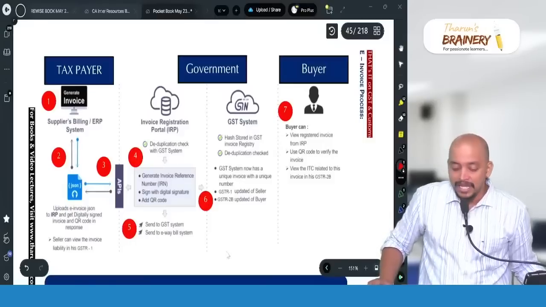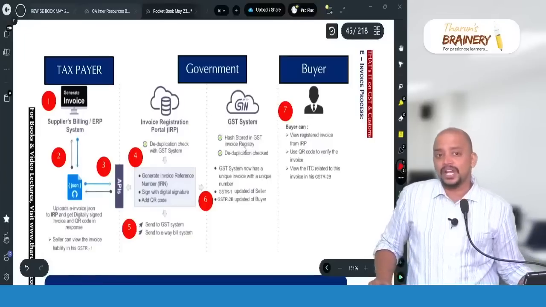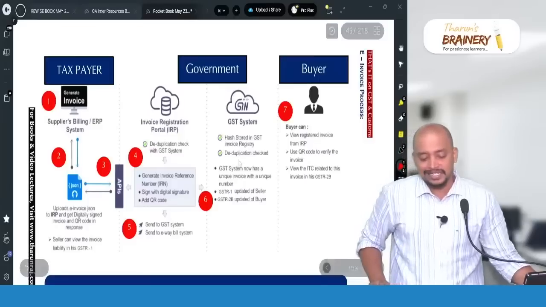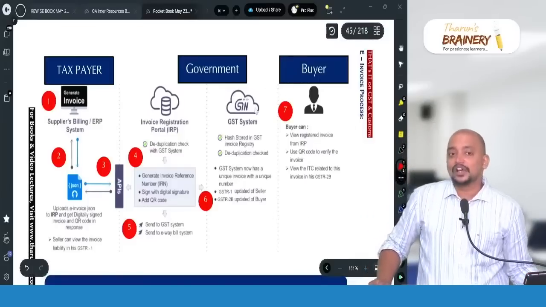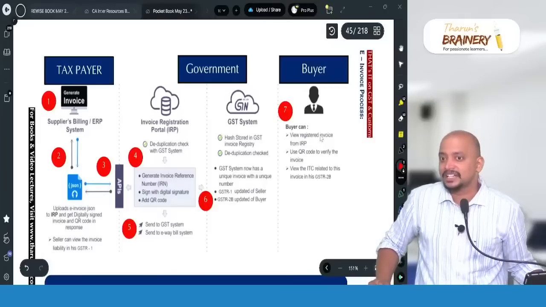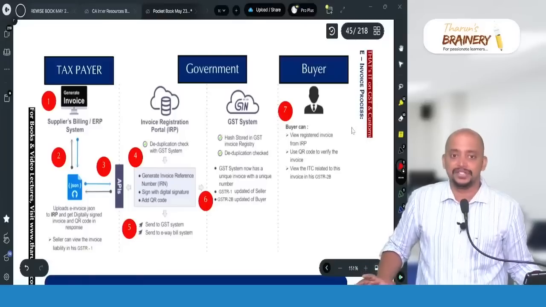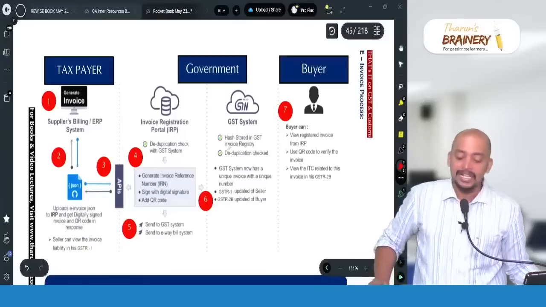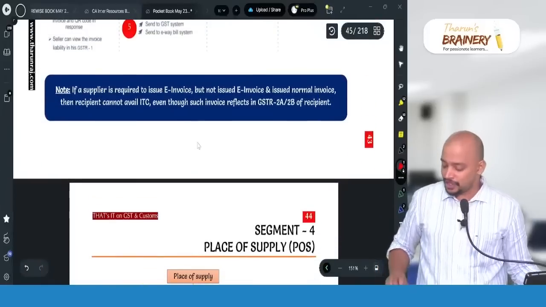From there it will be sent to the GST system and the e-way bill system. Thereafter, in the GST system, GSTR1 of the supplier gets updated and GSTR2B of the recipient gets updated. The buyer can check the authenticity of these invoices by entering the QR code, the digital signature or the invoice reference number, just to know whether it is a valid, genuine invoice or not. So this is the e-invoice process, but there is one important note which you need to remember.